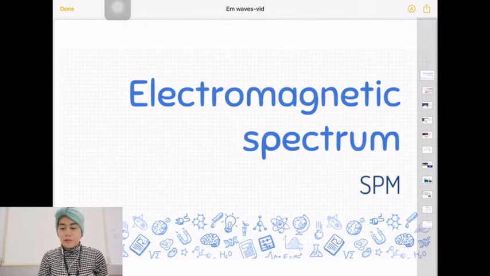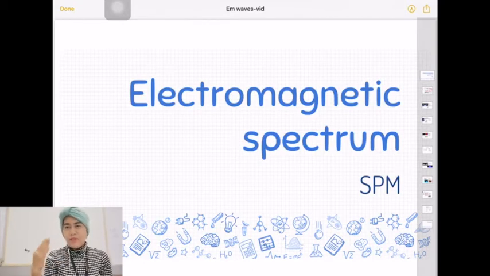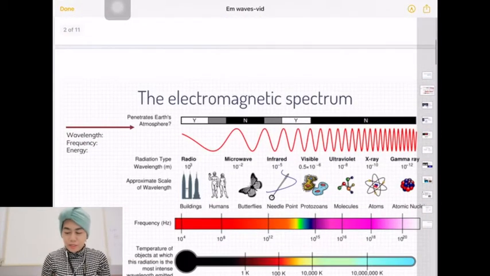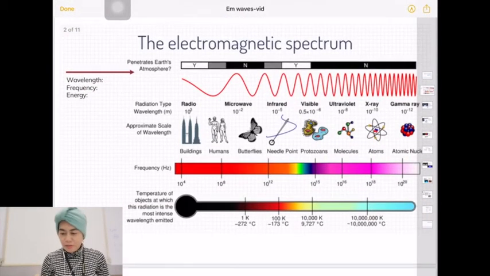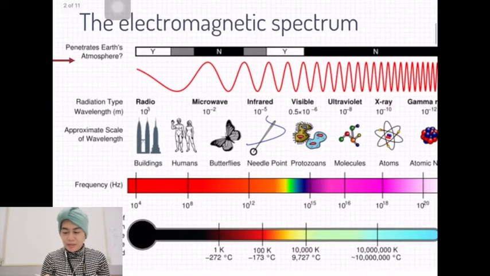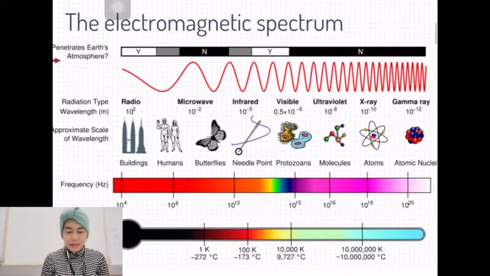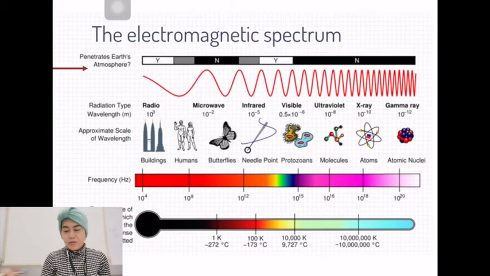The last part of chapter 1, which is the electromagnetic spectrum. To have a look at what the electromagnetic spectrum is, you're going to have to see this picture here. So this is what we call an electromagnetic spectrum. The electromagnetic spectrum is basically just waves.